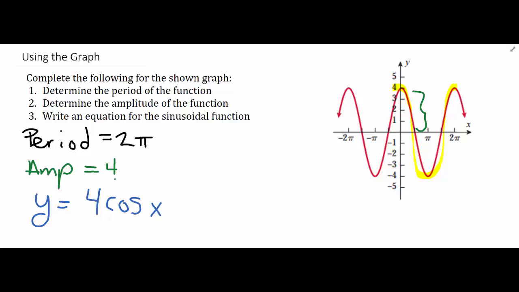Now, if we wanted to consider this to be a sine graph, well, we could do the same thing. We could say, well, it's still an amplitude of 4. It's sine, but now sine is shifted to the left pi over 2 units. So we could say x plus pi over 2 units. And that would give us the graph of our sine function.